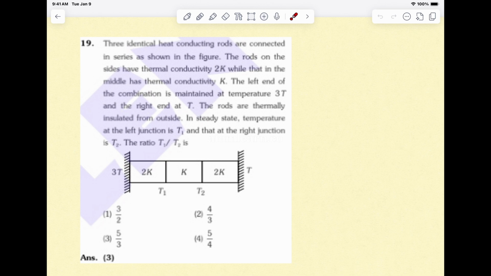Now, interface temperatures T1, T2. We are supposed to find the interface temperature ratio, T1 by T2. Okay, now let's do it. The fast method by which you should attack this problem is what I am going to teach you now. I am going to simply do the fast method of solving this particular problem and then get the answer.